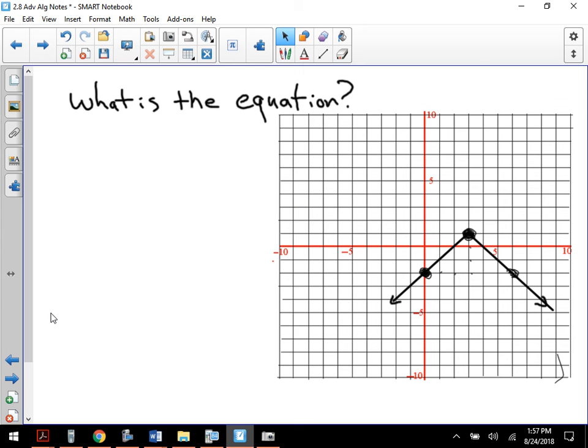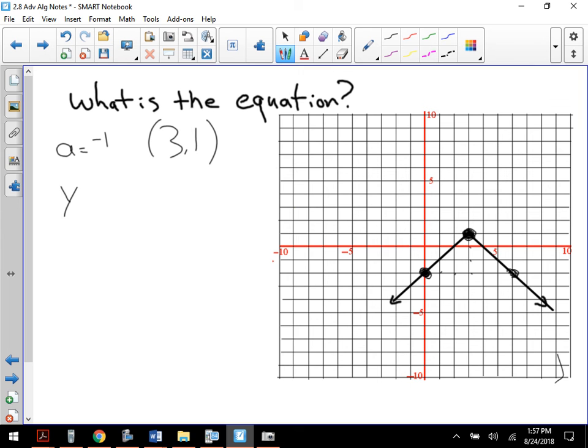What's your A value? H and K? Well, what's the ordered pair for the H, K to start with? 3, 1? Which gives me y equals negative absolute value, x minus 3, plus 1. Do I have to put a minus 1 in front? I just put a negative symbol. Works for me.